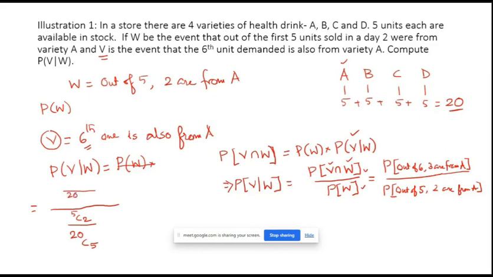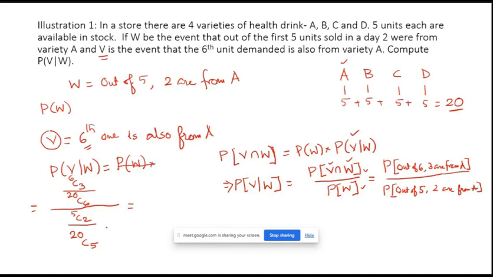So it is 20C6. And in the numerator, how many? That is out of 6, 3 of them are from A. So this is, 6 is sold, so 6C3. So this is the probability.